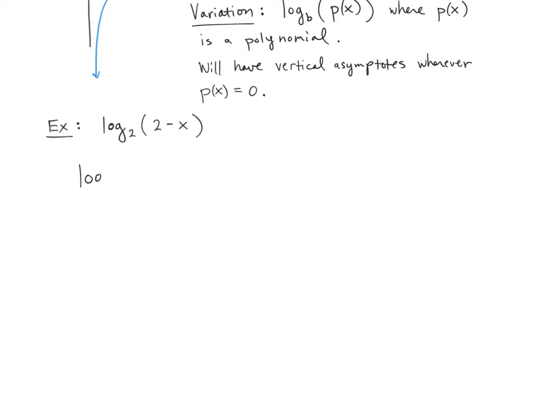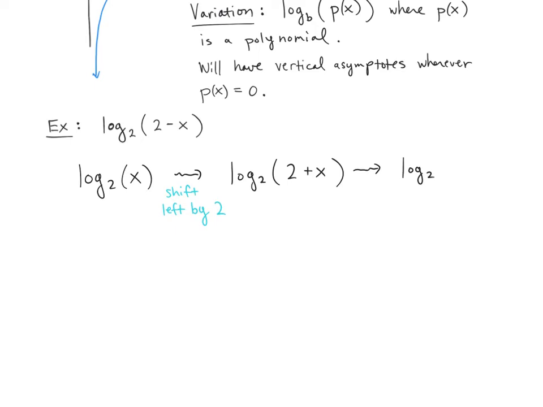So you can think of this in stages, starting with log base 2 of x. Right, we first add 2, so we have 2 plus x here. And this is a leftward shift by 2. Okay, so it's a little bit counterintuitive. Adding 2 inside to the x there is going to be a shift to the left by 2. And the next step would be to negate this x here. So if you negate the x, that is going to be a flip of the graph around the y-axis.